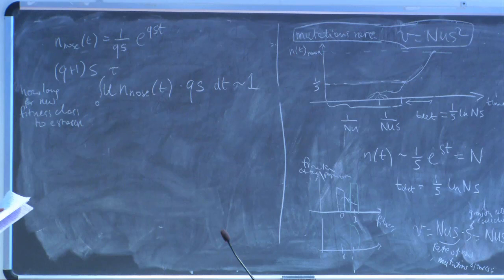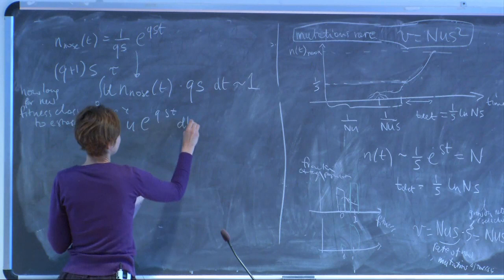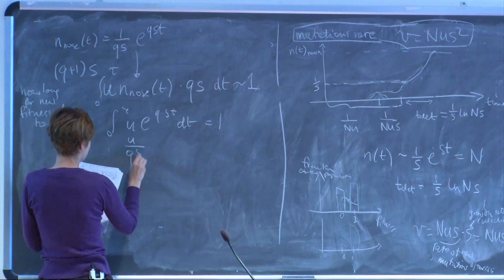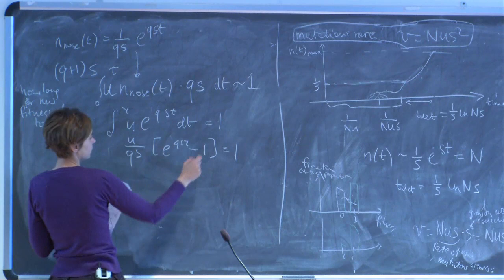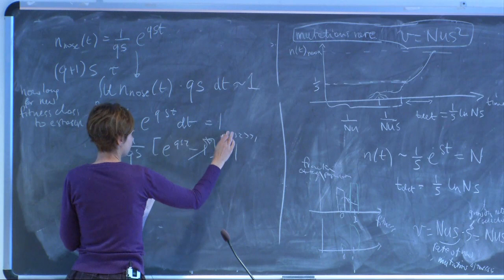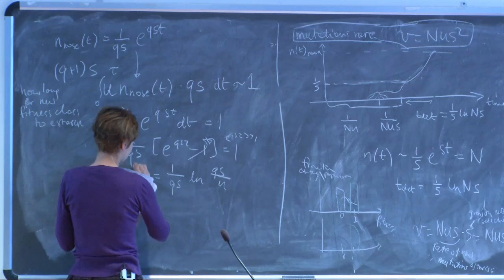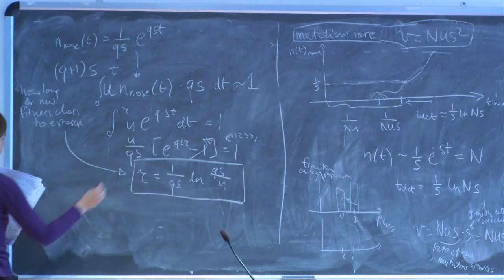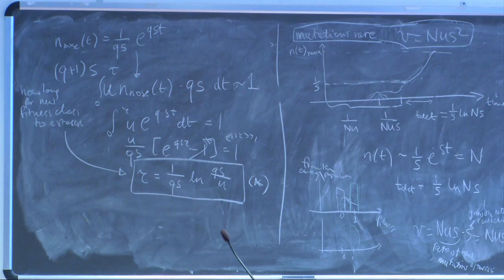So we plug in the result for the nose, and so we have the integral from 0 to tau, the QS cancels, of e to the QSt dt equals 1, which is U e to the QS times (e to the QS tau minus 1) equal to 1. QS tau is probably larger than 1 for any reasonable value of Q, so I can assume this term is smaller, and e to the QS tau is larger than 1. And so tau equals 1 over QS times the logarithm of QS over U. Okay, so this is the time for a new fitness class to establish. I'm going to mark this with a dot. And so every tau steps, we're going to get yet a new fitter one.